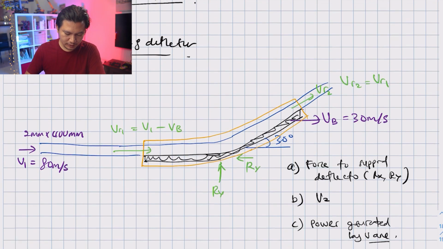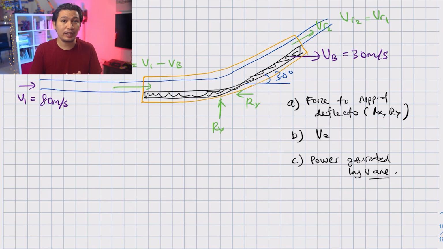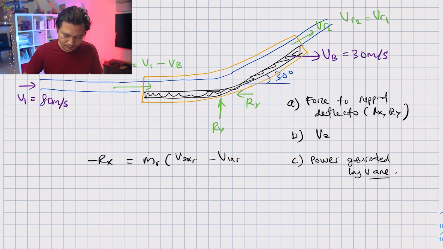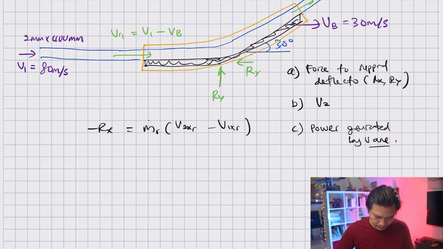Now let's try to find Rx and Ry. I think we are now at a point where we are comfortable enough with the momentum equation, so I don't have to do it step by step. Now Rx is equal to m dot r, and please do not forget the relative sign, because if you forget it here, you will forget it in your calculation. This is equal to V2x relative minus V1x relative. Now let's find m dot r. Remember that m dot r at point 1 is equal to m dot r at point 2. So let's do point 1.